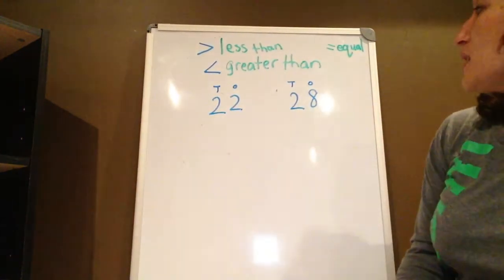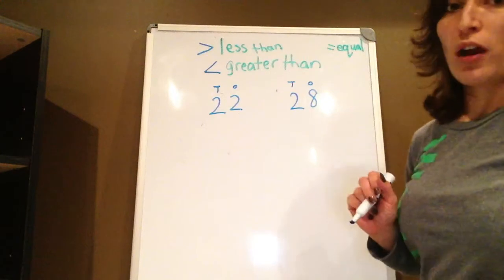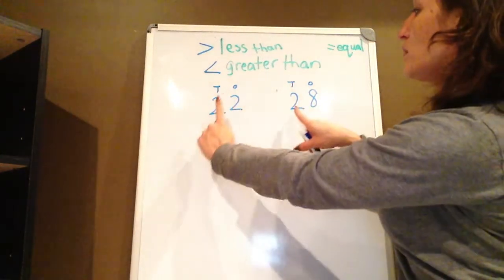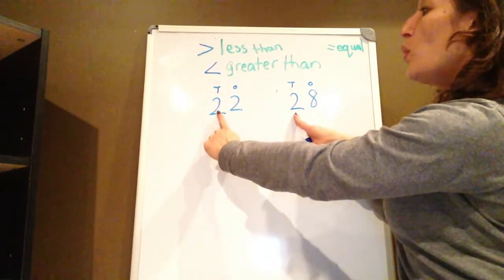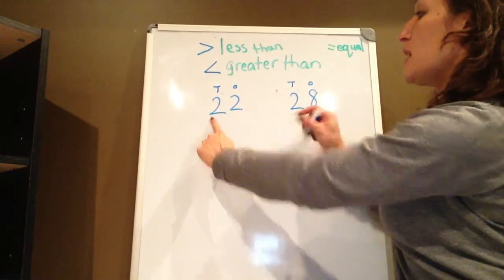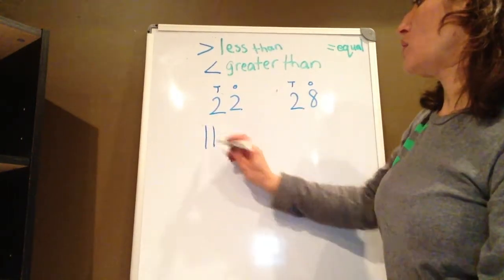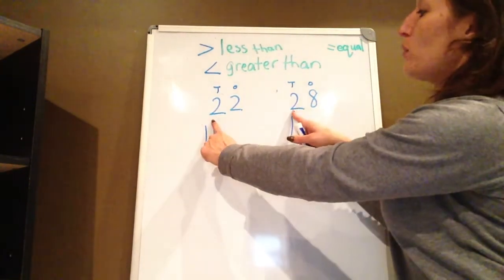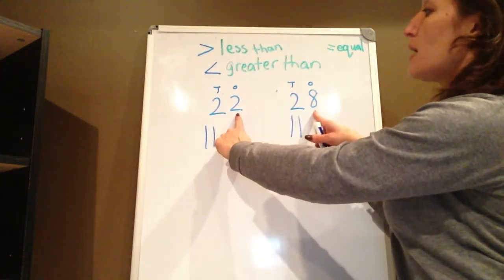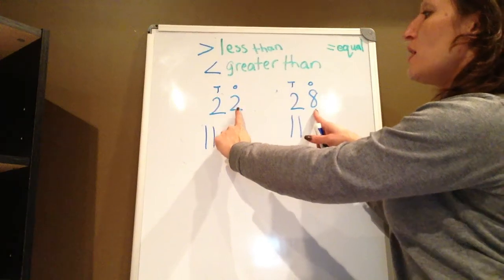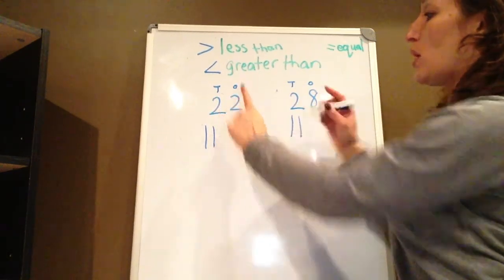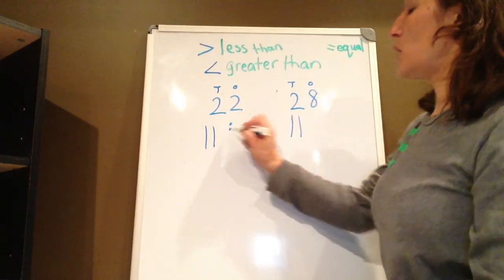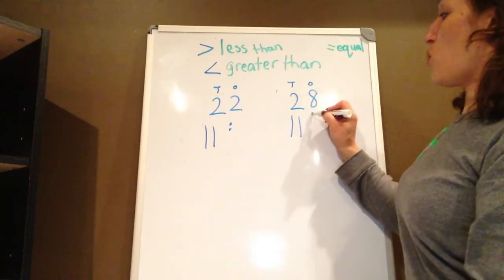When we look at these numbers, we'll start with the most powerful place value on the left, the tens. We can see that they both have two tens. So if I drew a picture, the picture would be the same. So that means I need to now look at the ones column and compare how many ones they have. This number has 2 ones. This number has 8 ones.